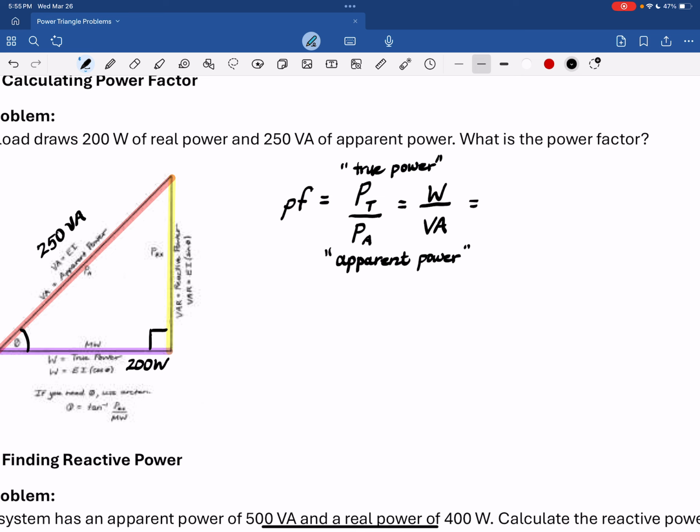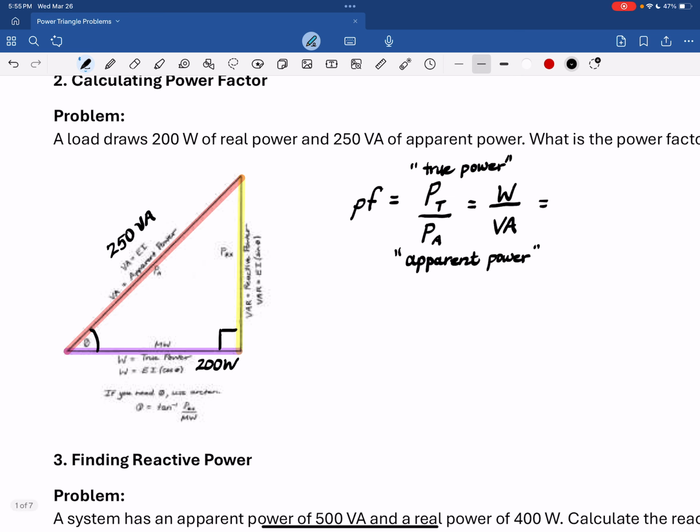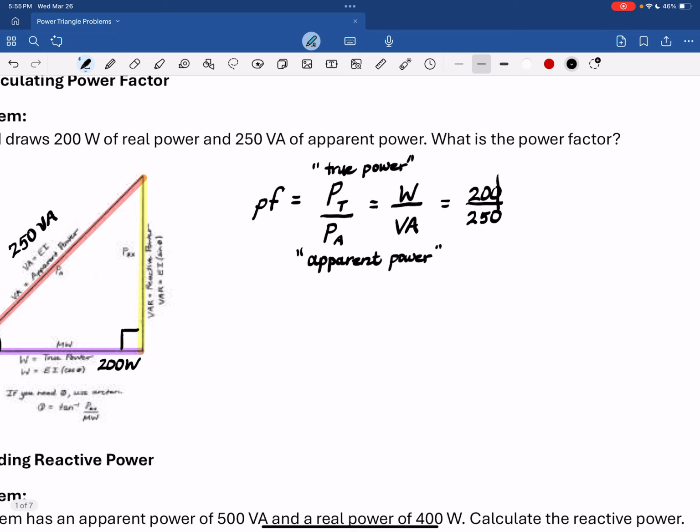And so in this situation, W is 200, VA is 250, and we would want to simplify. So I'm going to take off a set of zeros. I'm left with 20 over 25, or 4/5. As a decimal, you're looking at 0.8. So your power factor for this problem is 0.8, or 8/10, or 4/5.